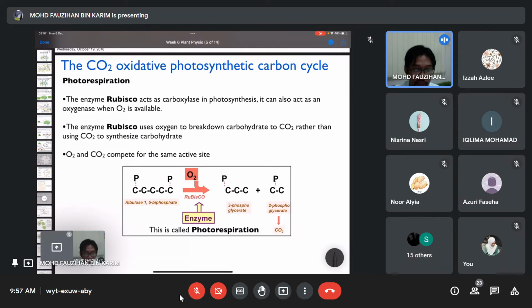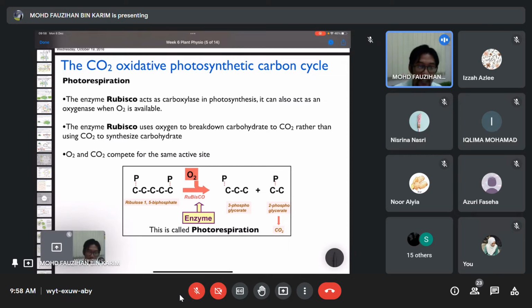There is an enzyme that fixes the carbon dioxide, we call ribulose, nama enzyme tu saya tak ingat lah. Ribulose 5-phosphate carboxylase oxidase. Rubisco. Oh, sekejap, saya kena google. Saya nak ingat. This is a very important enzyme, tapi saya tak ingat. Okay. So nama dia ribulose 1,5-phosphate carboxylase oxygenase.